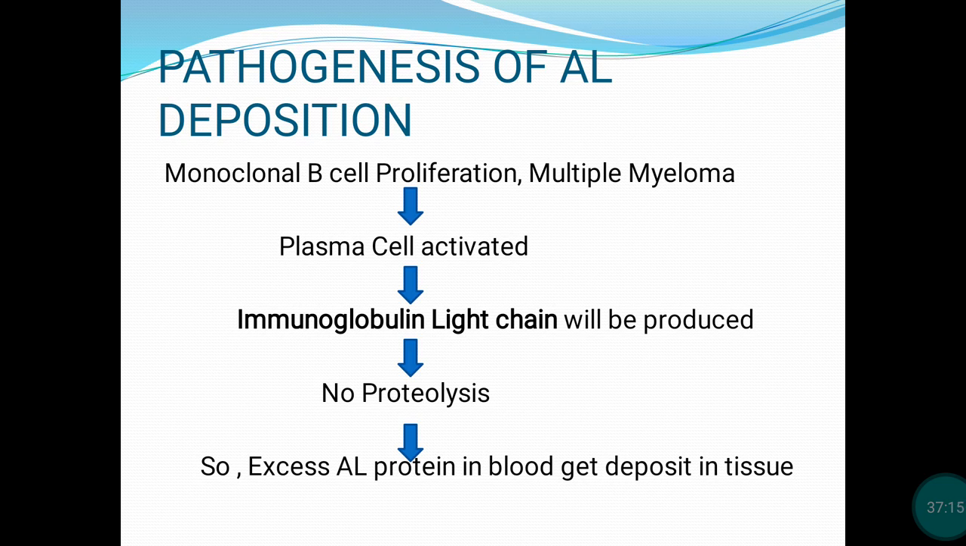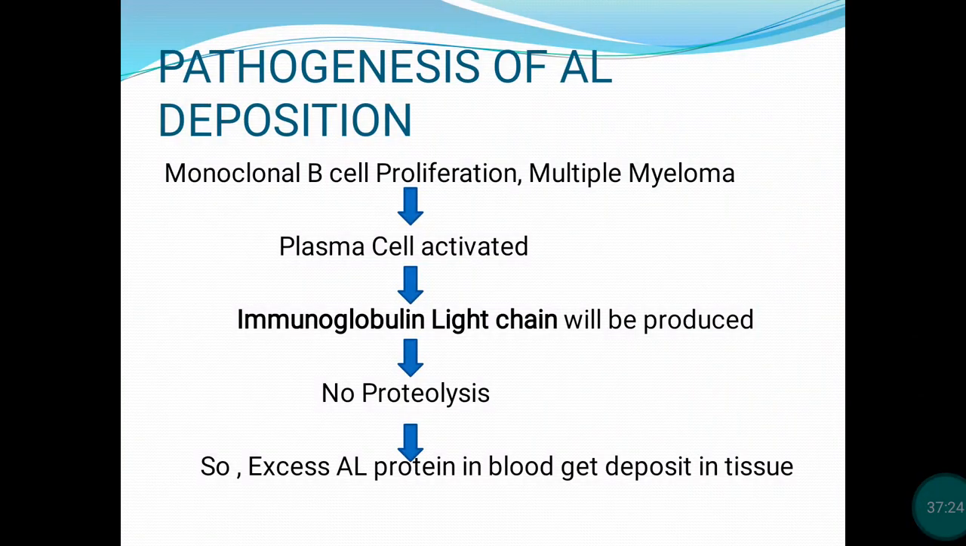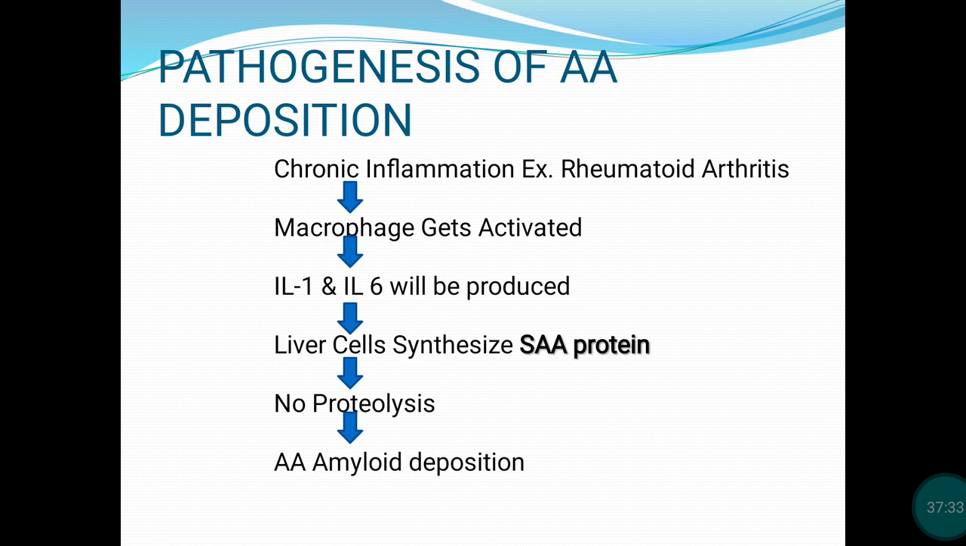AL type of amyloidosis, primary amyloidosis. The pathogenesis includes monoclonal B cell proliferation or multiple myeloma, in which the plasma cells get activated, so excessive immunoglobulin light chain will be produced, and there will be defective proteolysis, so the light chain will get accumulated. In the secondary amyloidosis, there will be amyloid-associated protein deposition that is produced from liver cells, and the stimulus for such production is chronic inflammation, in which macrophages get activated and interleukin 1 and 6 will be produced.